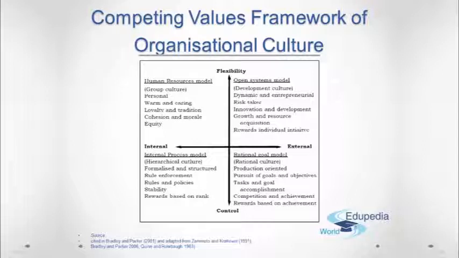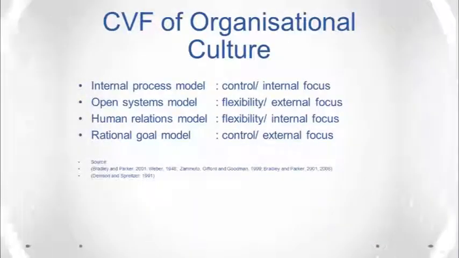Combined, these two dimensions of competing values map out four major types of organizational culture revealed in theoretical analysis of organizations. Now, these four major types of organizational culture we will discuss in detail: the internal process model, open systems model, human relations model, and rational goal model. Coming to the first one, internal process model.